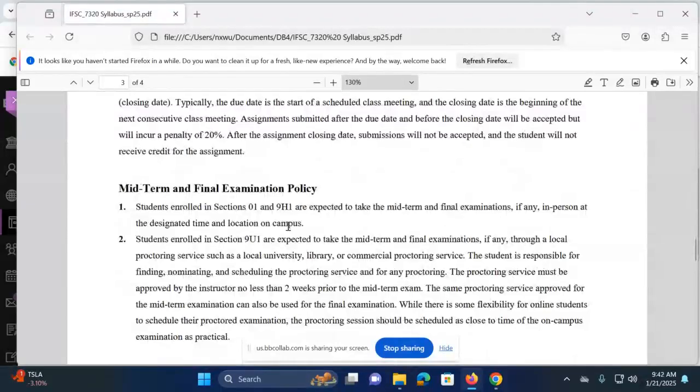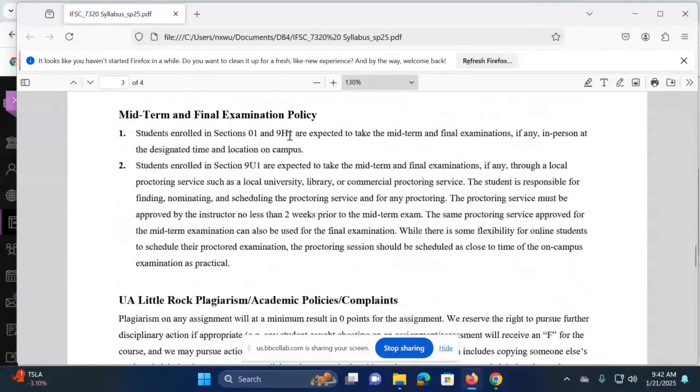For the students taking the SH01 class, you have to come to the classroom for the term exam. We only have one midterm exam, so you only need to come to this classroom for the term exam. For the online students, you have to find proctoring services at your local location. It should be a local university, a library, or some commercial proctoring service. You have to decide on your proctoring service at least 1 week before the test.